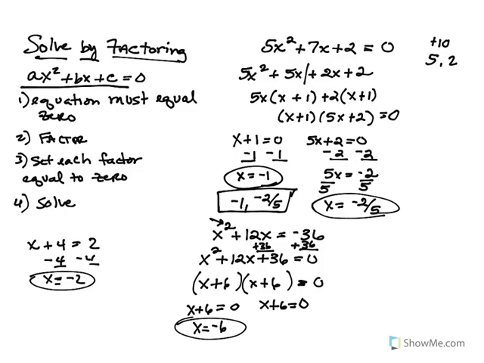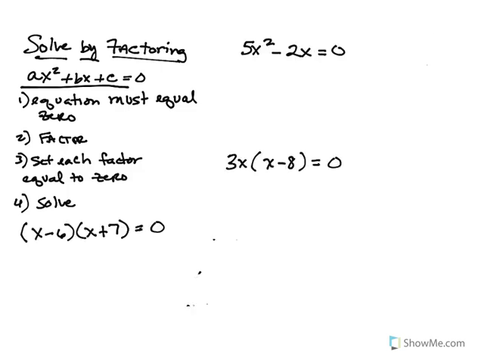Okay? So solving by factoring, you have to make sure that the equation equals 0, then you factor it. Then once you factor, you set each factor to 0 and solve accordingly using your rules from chapter 2. Okay? All right, let's look at some more. All right, let's look at these 3 problems. So first we're going to start here at this x minus 6 times x plus 7 equals 0.